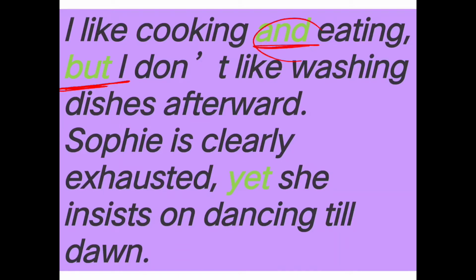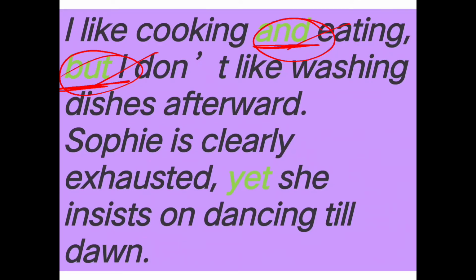So these words, "and" and "but", right, are the connectors which are joining the sentences. I like cooking, I like eating, I don't like washing dishes afterwards. So these three sentences are connected with these two words, "and" and "but". So what is the sentence? I like cooking and eating, but I don't like washing dishes afterwards. So "and" and "but" are connectors or linkers or conjunctions in the sentence.